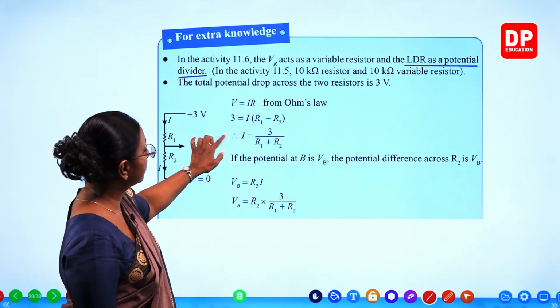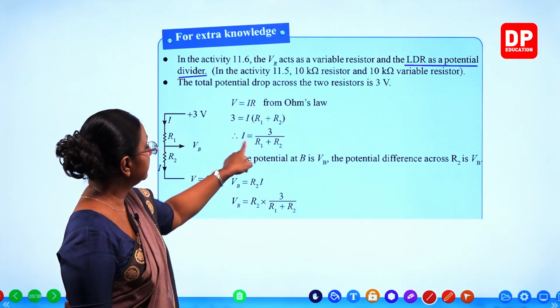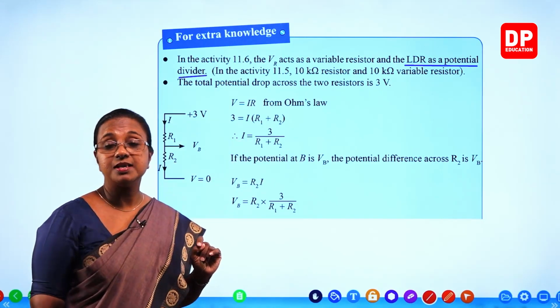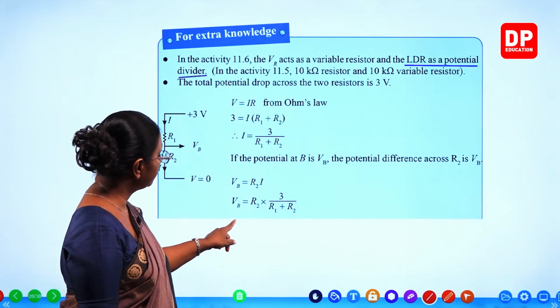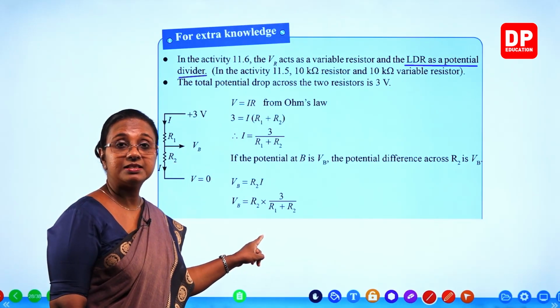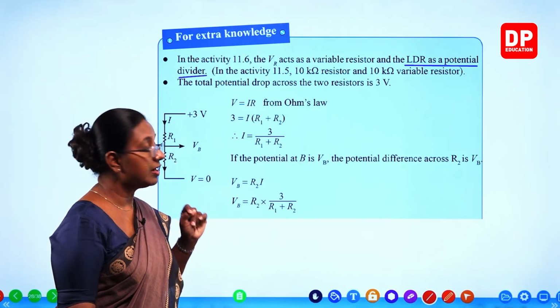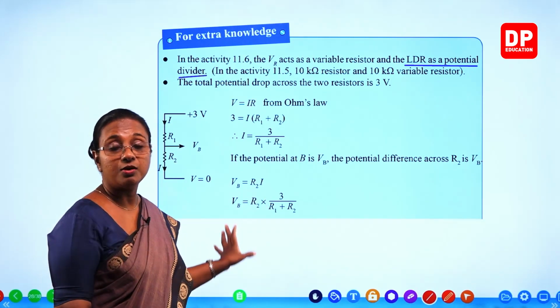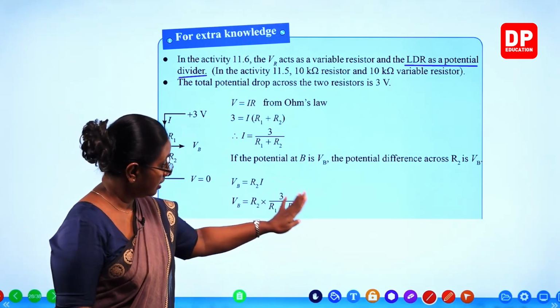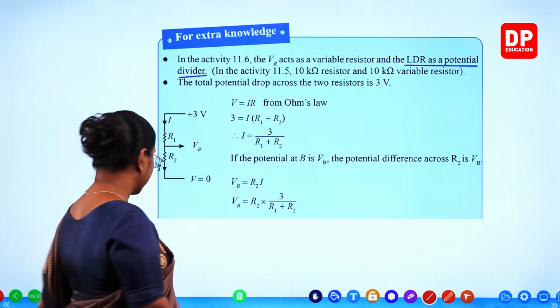Here we have got the equation for current I, 3 divided by R1 plus R2. If we substitute that here for the base potential VB, R2 into 3 over R1 plus R2, that is how you get the equation. I'm going to continue this in the next slide.